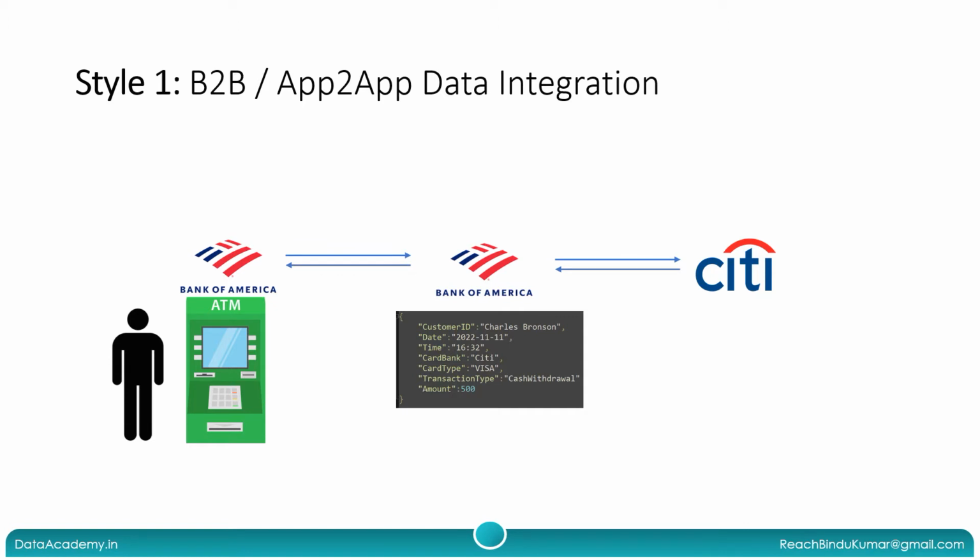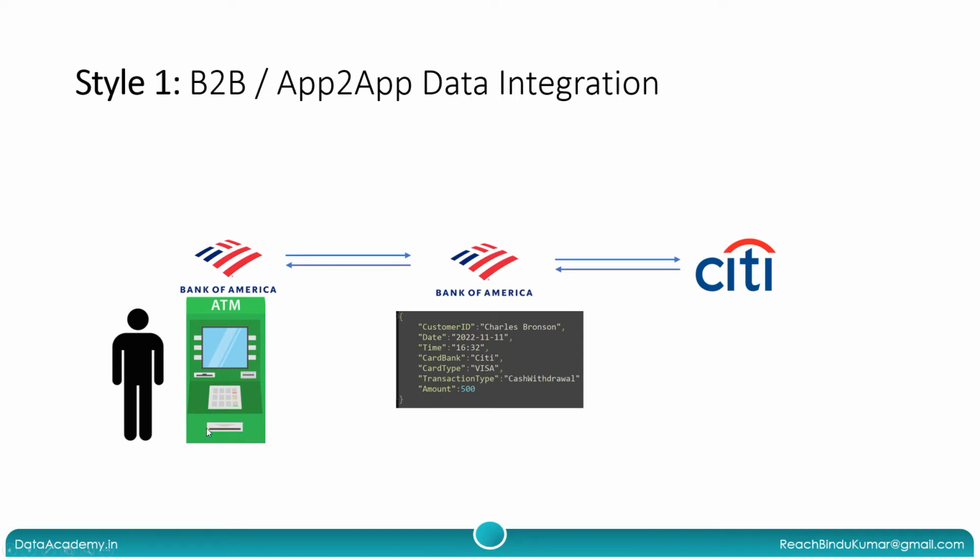We are looking at style 1, which is B2B or app-to-app data integration. Here B2B stands for business to business. Now look at the picture here. Here we have a person who has a card, maybe a debit card or a credit card. He uses it in an ATM that belongs to Bank of America. Now let us assume that this card he's using is actually issued by Citibank. As you know, Bank of America and Citibank are two popular banks in the US.